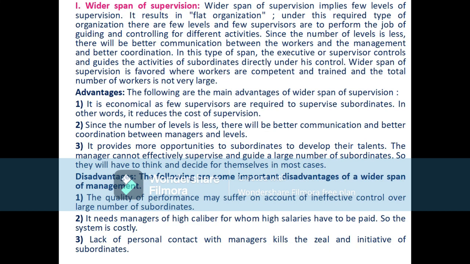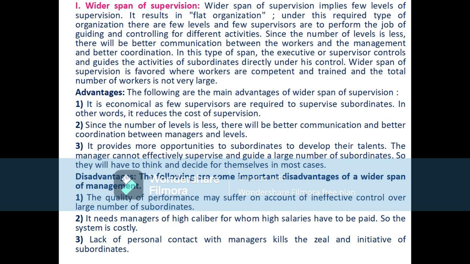Wider span means the levels of management will be very few, 2 to 3. Flat means that in horizontal form the organization setting will be a flat organization; the horizontal organization can be named a flat organization. Therefore wider span of supervision means a flat organization, where we see few levels and few supervisors only. Where there are few levels and few supervisors, control will be more and guiding will be more.